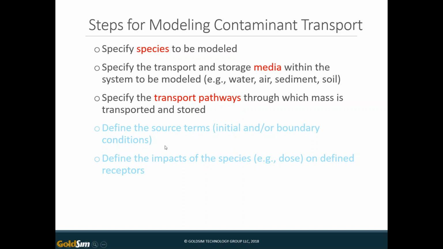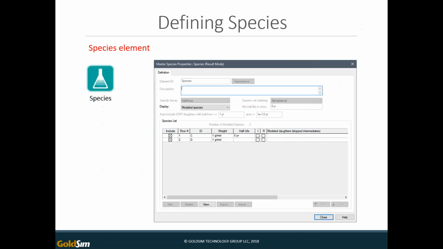Of course, you also have to define some source terms, and ultimately you often want to define the impact of these species on defined receptors. So you might want to convert a concentration to a dose. We're not going to talk about these things in detail today. We're really just going to focus on setting up some species. The only media we're going to deal with is water, and we're going to build a few transport pathways to illustrate how GoldSim carries out some mixing calculations.